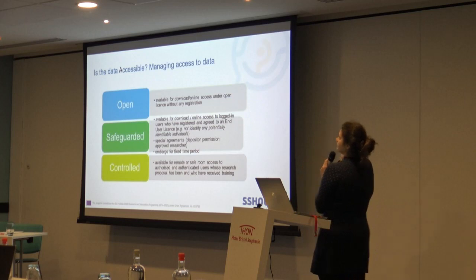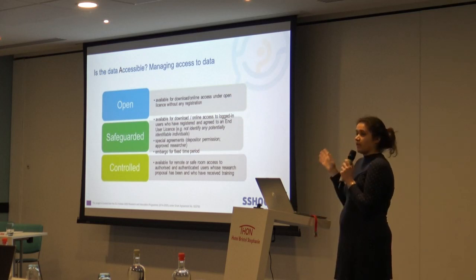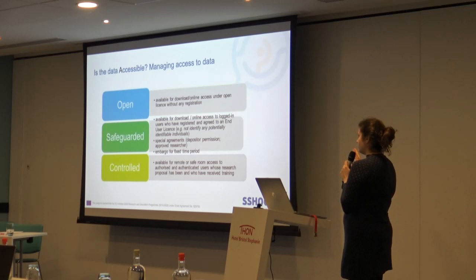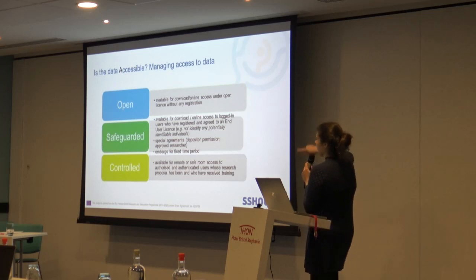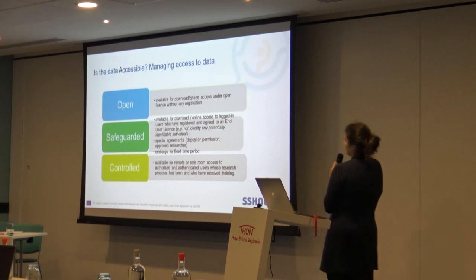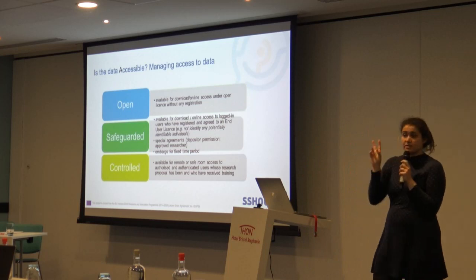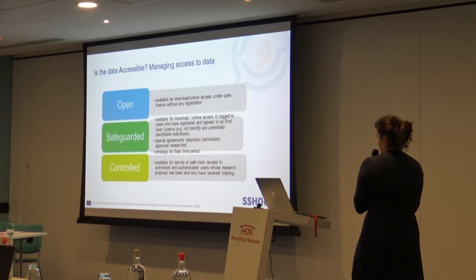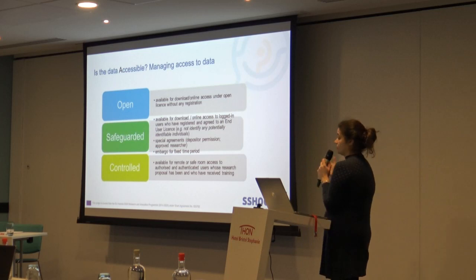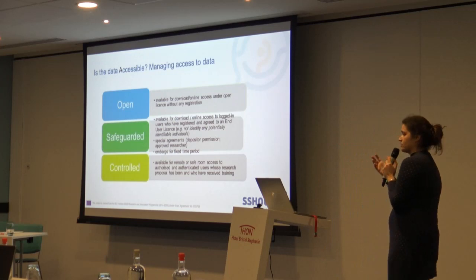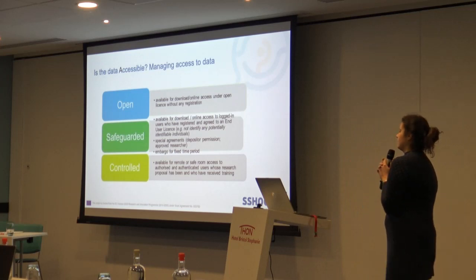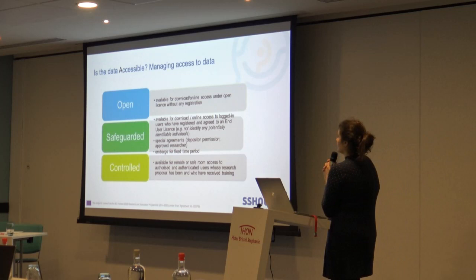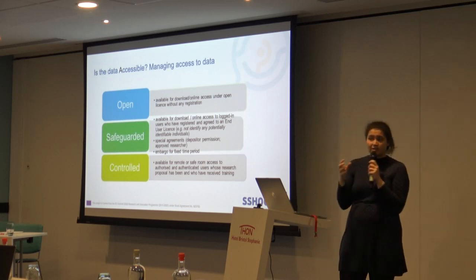options. But every archive, every repository will have a version of this. So, of course, you have open data, and then you have safeguarded data. So for data that still contains a residual risk of identification, and this would be the data that would be placed under an end user license. So it's not just a license that allows reuse very widely and openly. And there might be special agreements as well for data that is particularly sensitive.